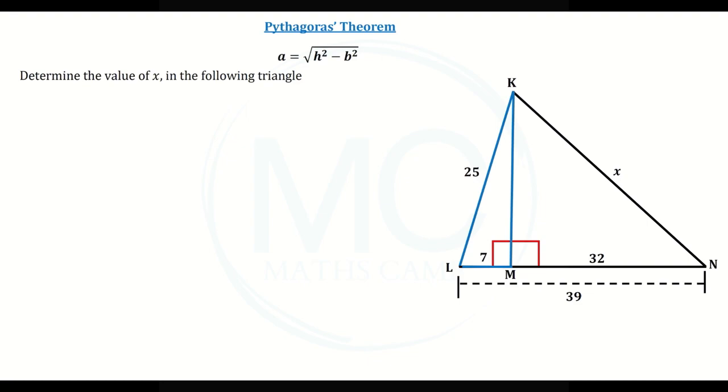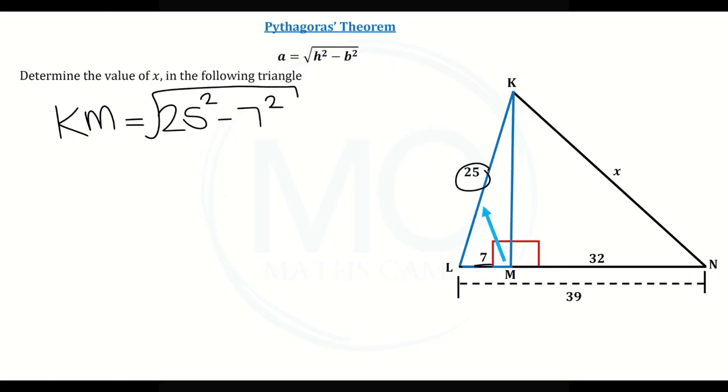M is the 90-degree angle, and directly across from it is KL, which is 25 units long. This is the hypotenuse of triangle KLM. Now we have a hypotenuse of 25 units and a known side of 7. And we can use these values to find the length of KM. So we can say KM is equal to the hypotenuse, 25 squared, minus the length of our known side, 7 squared, all under a square root.